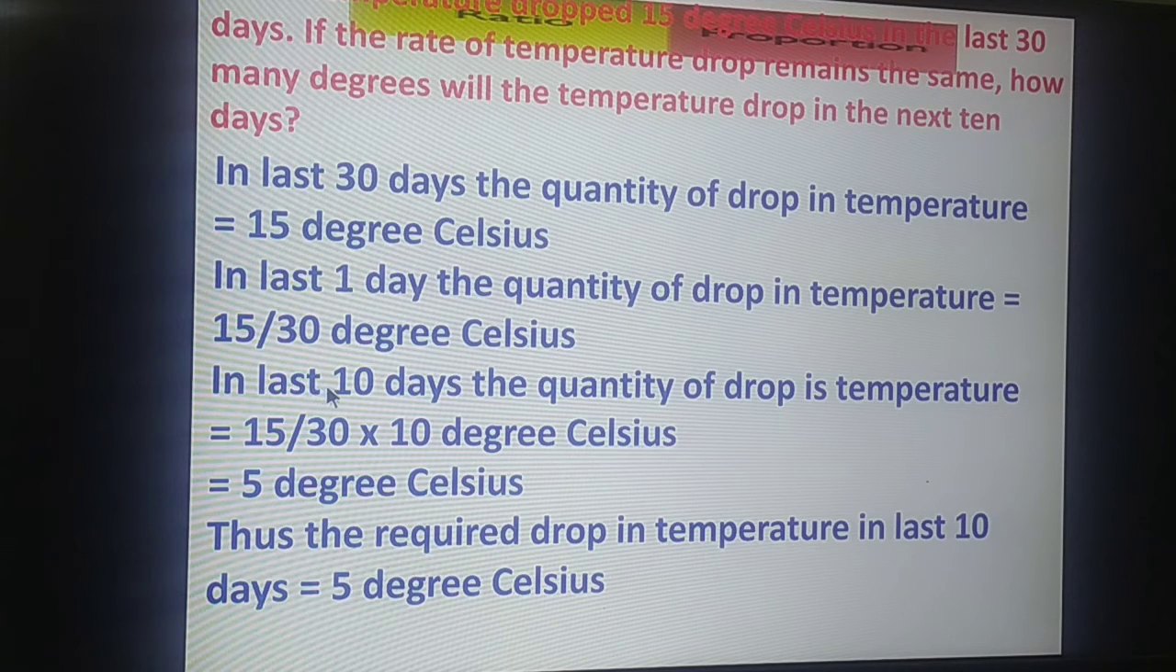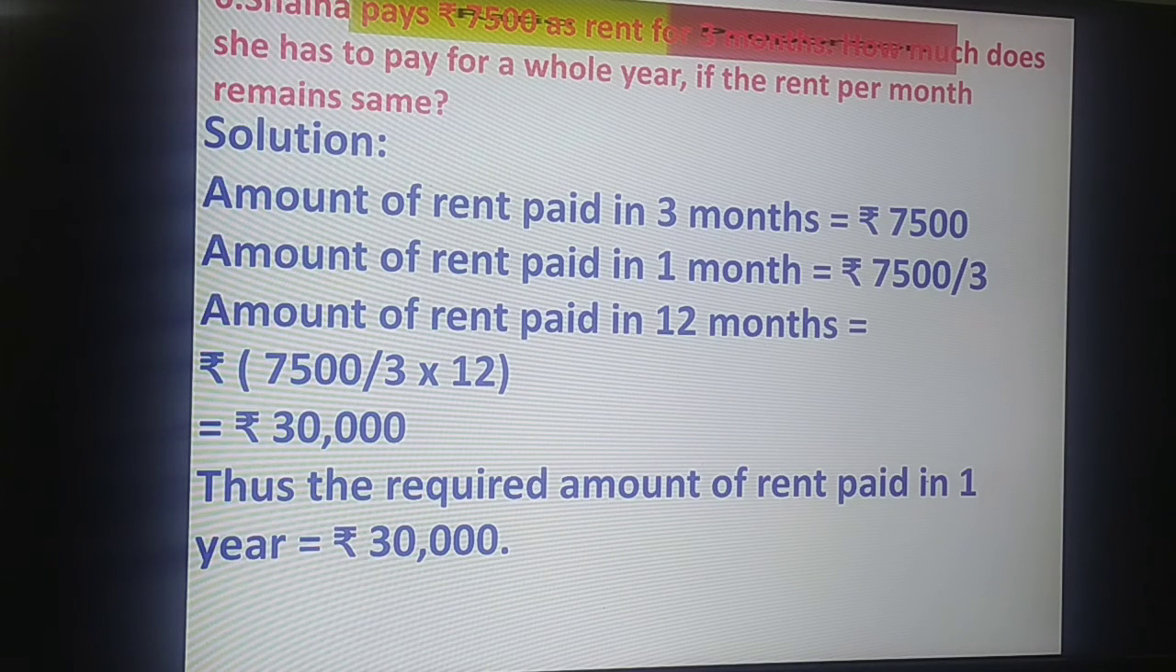And in 10 days the temperature drop is 15 by 30, that is for the one day, into 10. This becomes 0.5 into 10, which equals 5 degrees Celsius. So the temperature drop in 10 days equals 5 degrees Celsius.